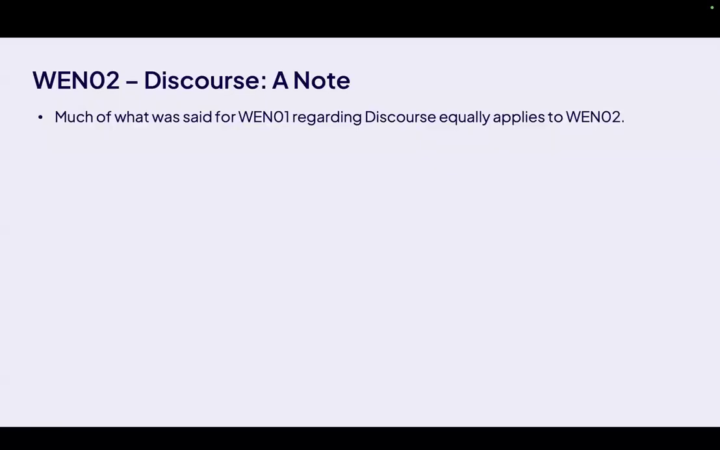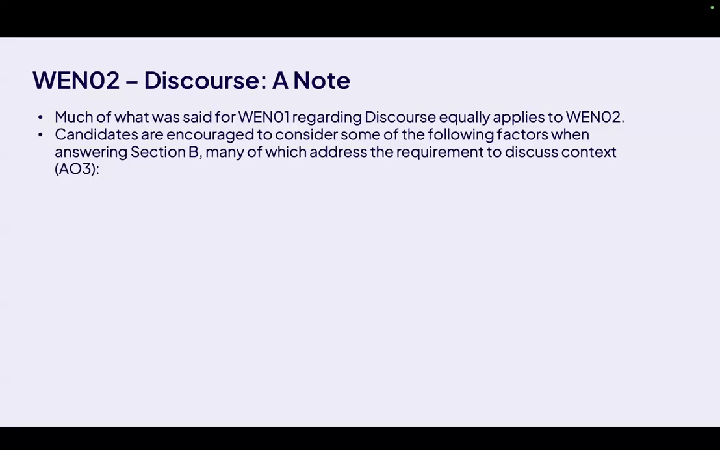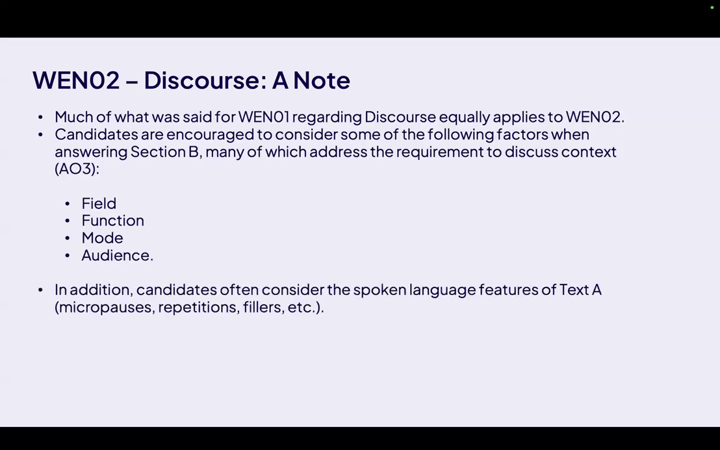So, discourse. Much of paper one applies to paper two with regards to discourse, which you will find, let me just go back in the mark scheme so I can be specific, at the bottom of page 4 of the mark scheme. There's a bullet point on discourse, which you can refer to. And we talked about this in paper one: field, function, mode, audience. So this can be applied here as well.